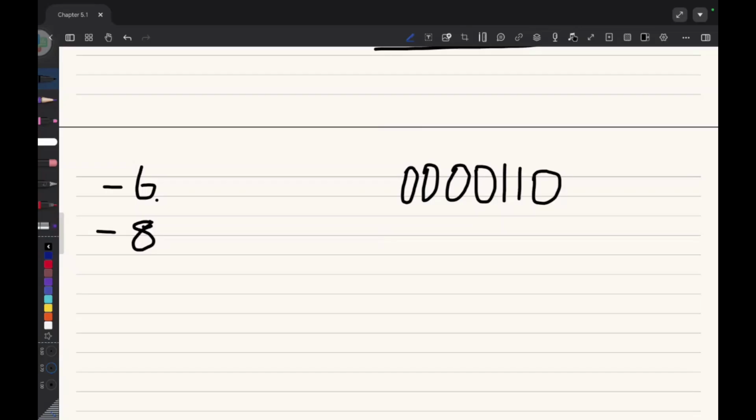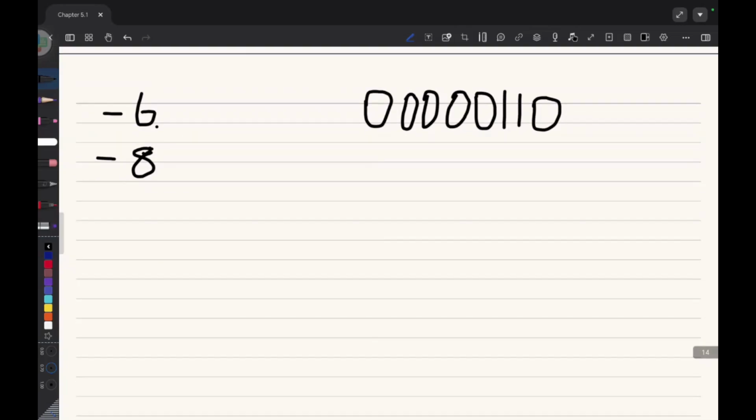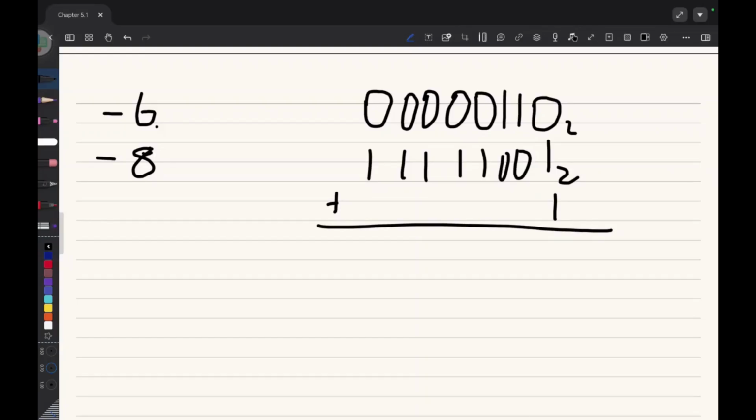1 2 3 4 5 6 7 8. Okay, this is going to be our binary representation of 6. Now let's convert it to a subtrahend, or to the complement. It's going to be 1 1 1 1 1 0 0 1 plus 1, which is going to be 0 1 0 1 1 1 1 1, right?